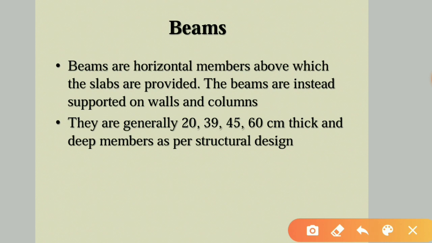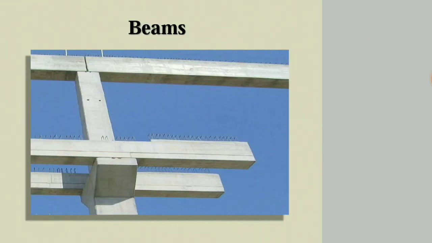Next, beams. What do beams mean? Beams are the horizontal members which are provided in order to support the slab system; the slab panels are supported because of these beams. Beams are in turn supported on the walls and columns. So beams are supported by walls and columns, and these beams support the slabs. They are generally 20, 30, 45, 60 centimeters thick and deep members as per structural design. So all these are beams.